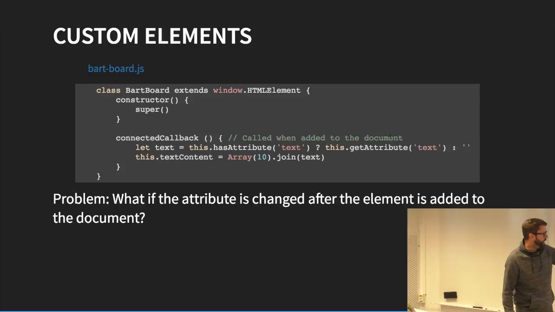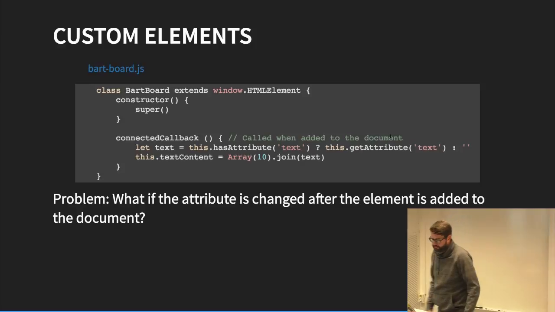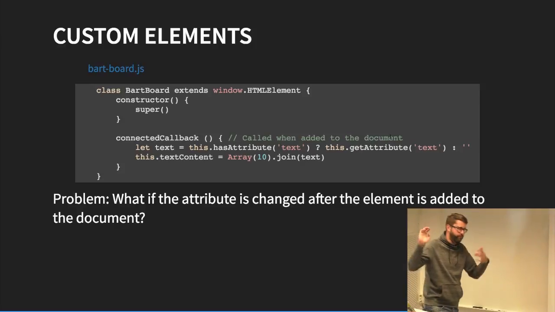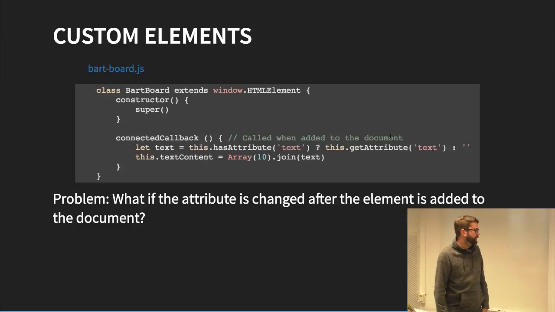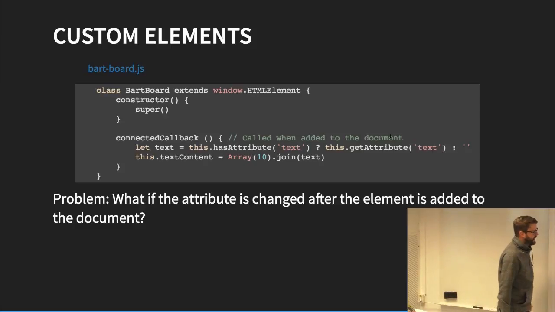And then we are adding the text to the text content. So we are adding the text to inside of this bart-board. This is just a fancy way of repeating the text 10 times. You can do it using a for loop if you like. Okay. So this takes care of the initialization.